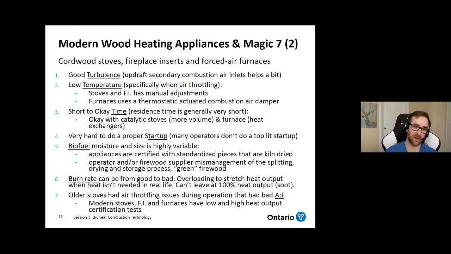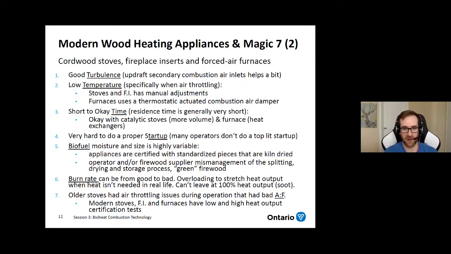The furnaces are a lot better at that. They use a thermostatic air damper that does try to control the temperature as the thermostat is calling for heat. In terms of residence time, the furnace and the catalytic stoves have a larger surface area, so the time that the gases spend in the appliance is a lot longer, and you'll typically see that because the stack temperature is a little bit lower than a typical stove with similar design aspects.